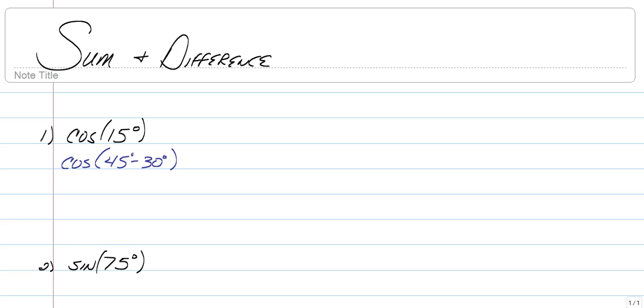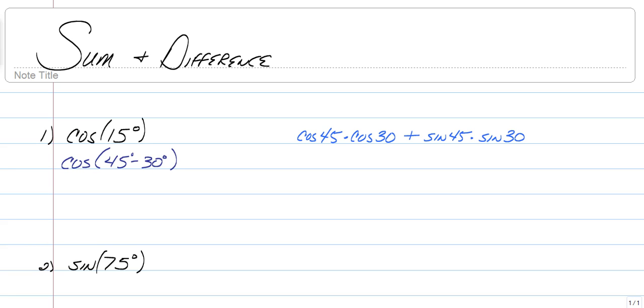So again, from the formula sheet, we have the cosine of 45 minus 30. The formula is going to tell us that we are going to take the cosine of 45 times the cosine of 30 plus the sine of 45 times the sine of 30. That's just the formula, and all we did was substitute in our angles that we chose to use for A and B. Now again, exact answers from the unit circle.